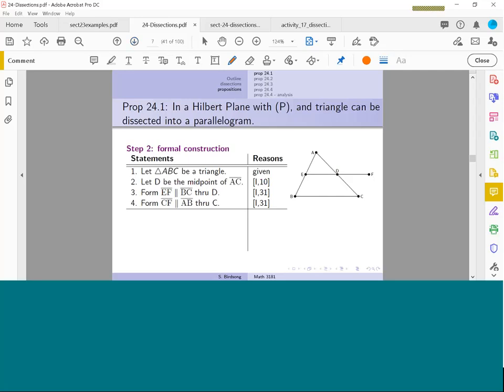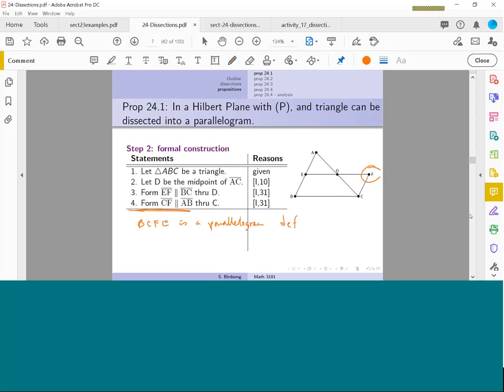We'll form a line that's parallel to AB through the point C. Even though I put in point F right here, technically speaking, you could just say point F comes from the intersection of those two parallel lines. Notice at this point, and I totally forgot to write it in, because we've constructed these two new lines parallel to the existing sides, automatically B, C, F, E is a parallelogram.